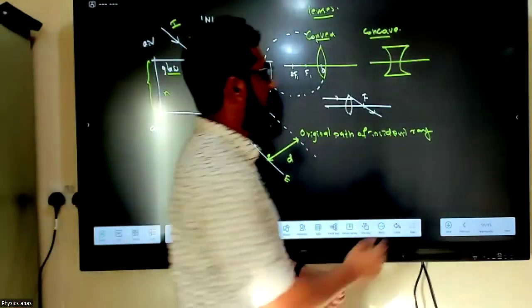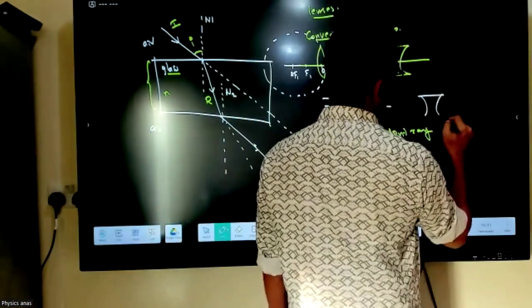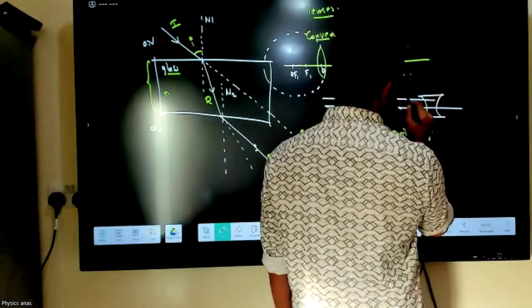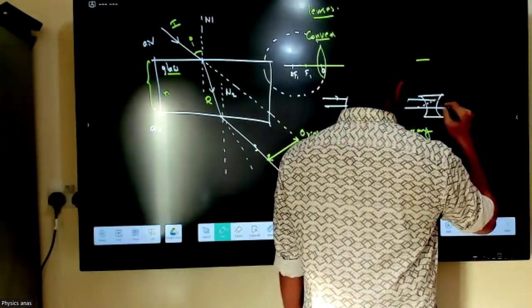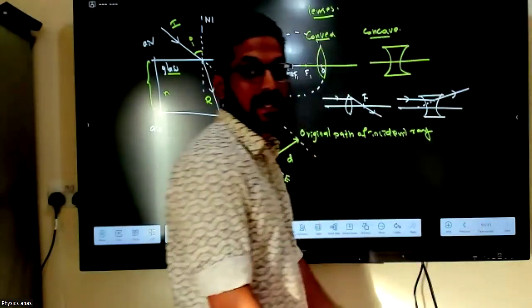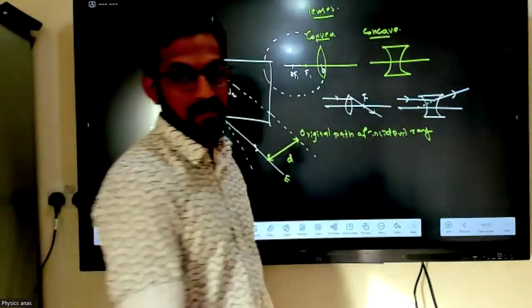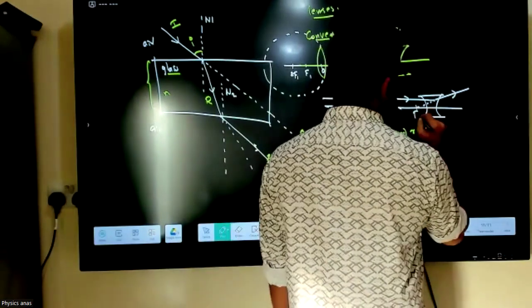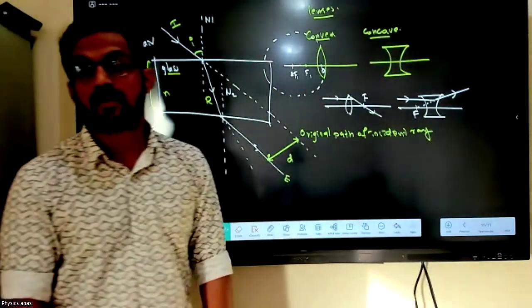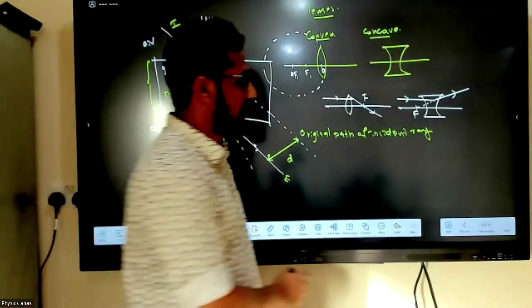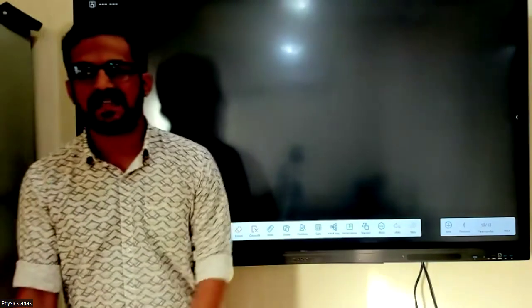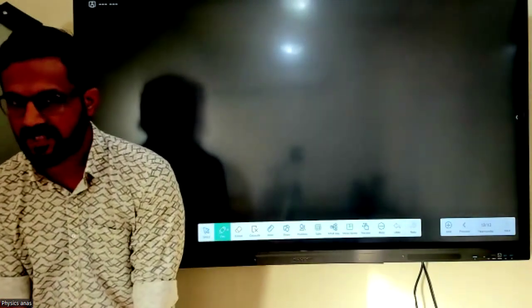And what about the concave lens? The light rays coming parallel to the principal axis will diverge from a point on the principal axis on the same side of the lens. That point is called the principal focus of a concave lens. You got it? Then we studied aperture also. Aperture has the same meaning and same definition.